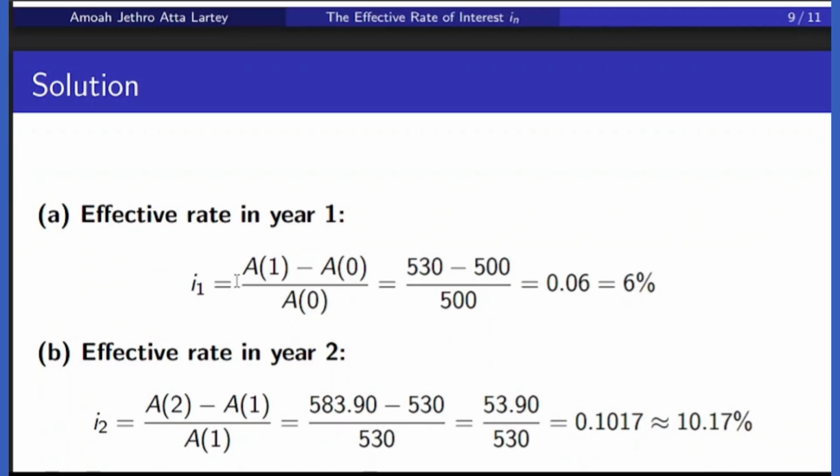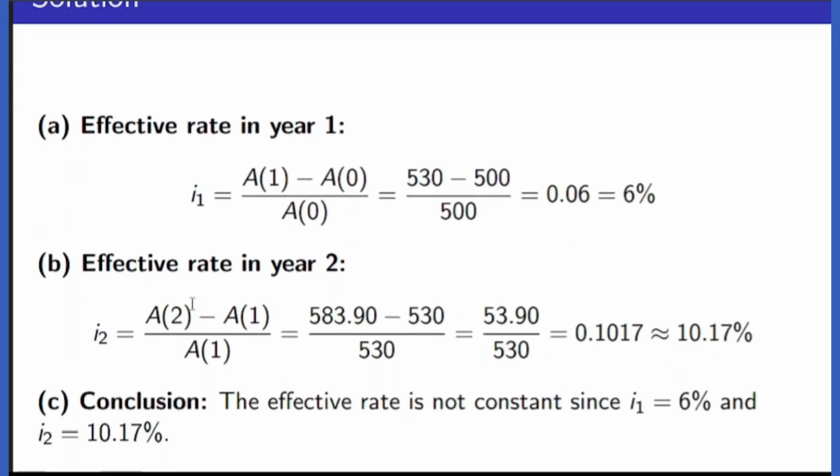As I said, i1 is A1 minus A0 divided by A0, right? This is the amount function. So this is the amount invested at time 1, and the amount invested at time 0. The amount at time 1 minus the amount at time 0 gives us the amount of interest, divided by the principal, which is the amount invested at time 0. And that gives us what? 6%, right?